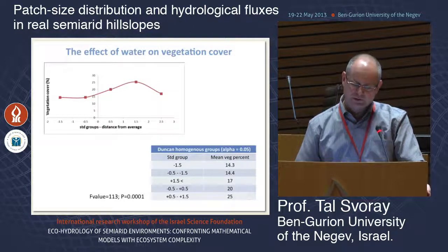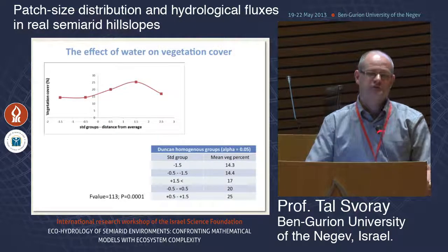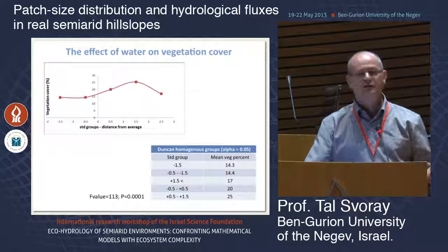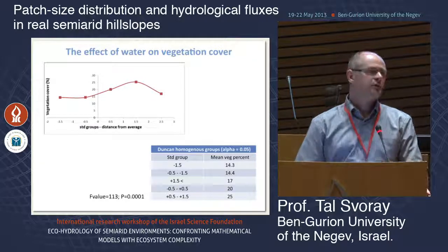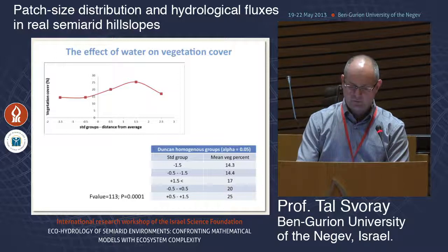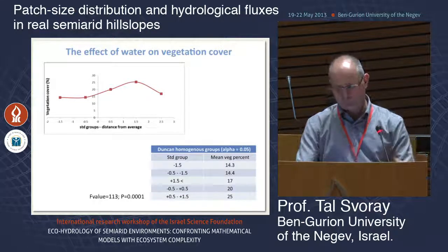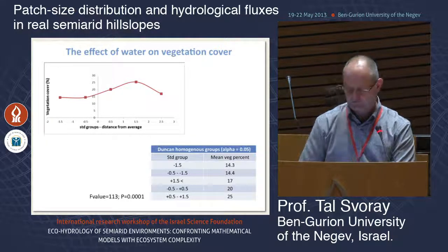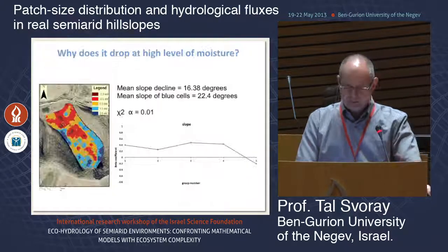We did another test just to see if the vegetation cover behaves similarly to the patch size distribution, and we see that indeed it works. It grows up a little bit here between the groups, and then it falls down. In this last group, it's statistically significant, and so on.